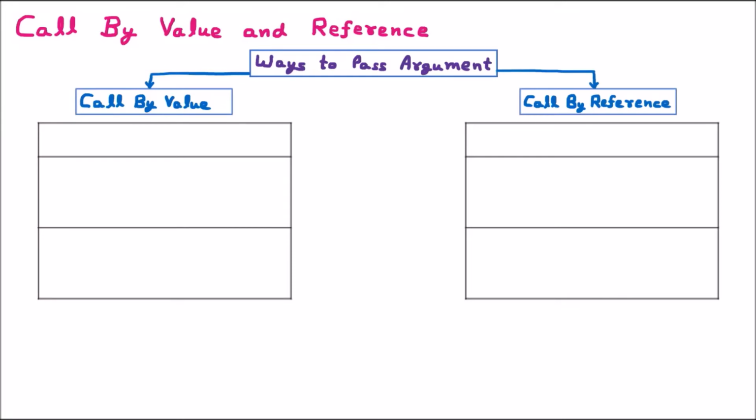Okay, everyone. So now we are learning the topic which is call by value and reference. This is also called pass by value or pass by reference. There are two ways to pass the argument. The first way is call by value and the second one is call by reference. Firstly, we are starting with the call by value method.